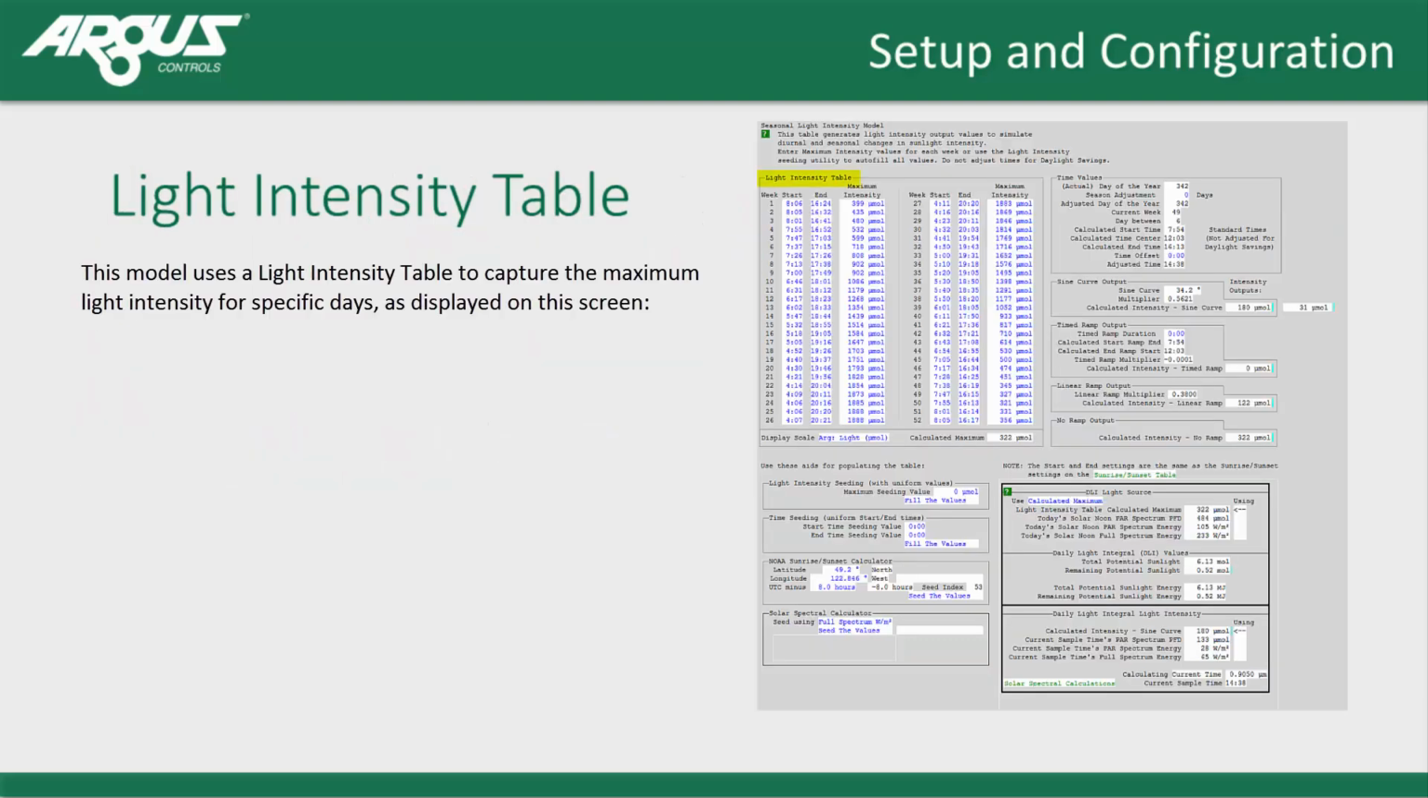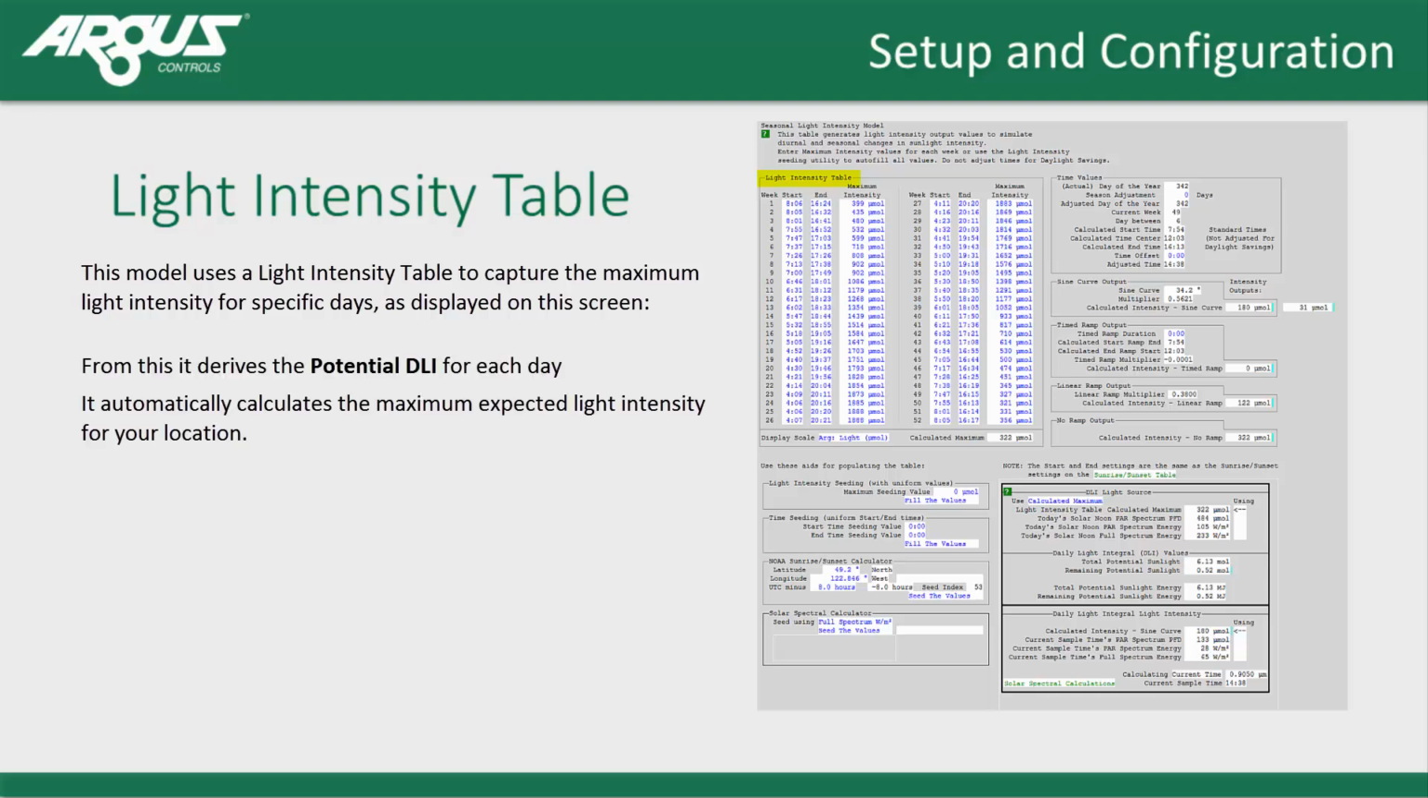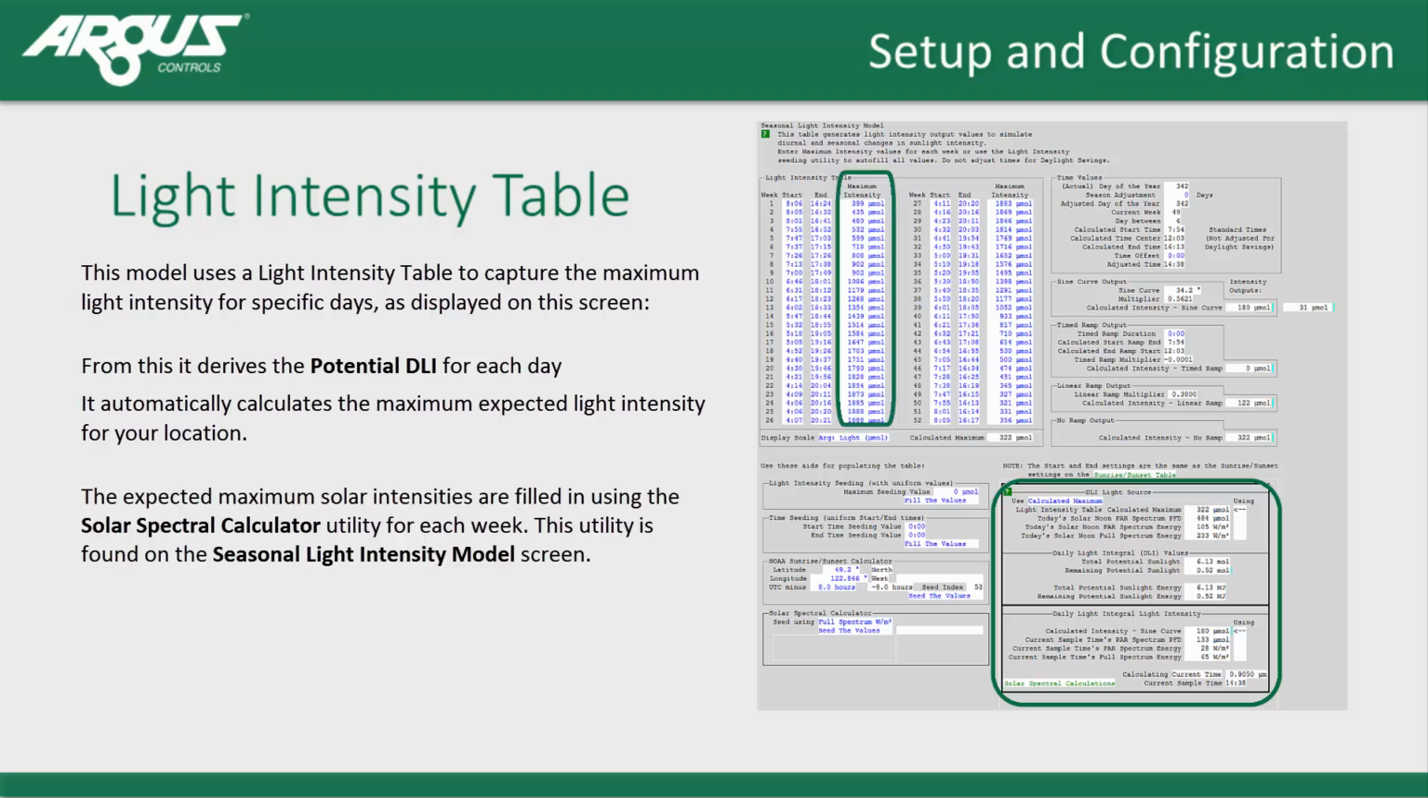This model uses a light intensity table to capture the maximum light intensity for specific days as displayed. From this, it derives the potential DLI for each day. It automatically calculates the maximum expected light intensity for your location. The expected maximum solar intensities are filled in using the Solar Spectral Calculator utility for each week. This utility is found on the Seasonal Light Intensity Model screen.